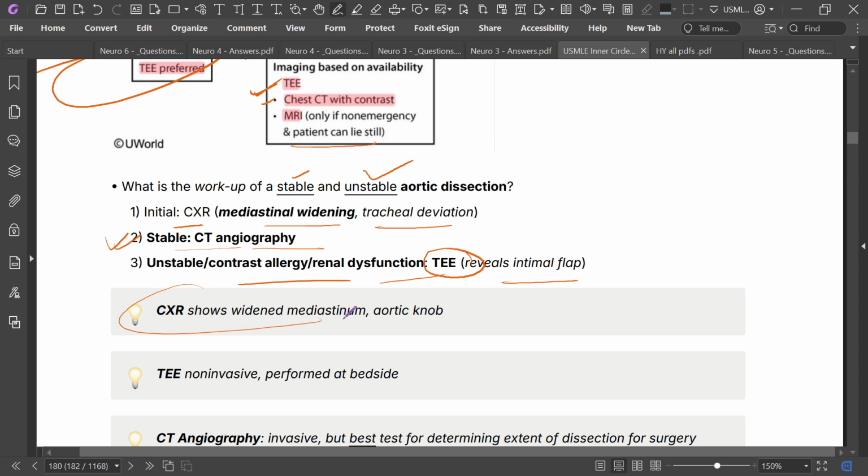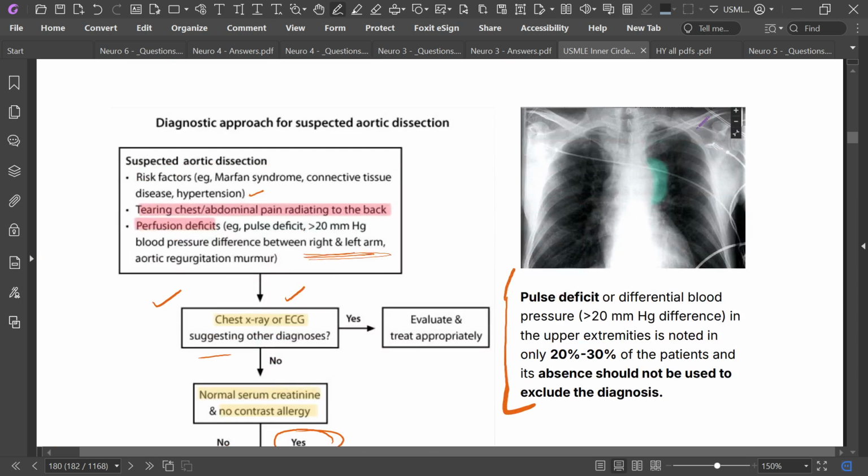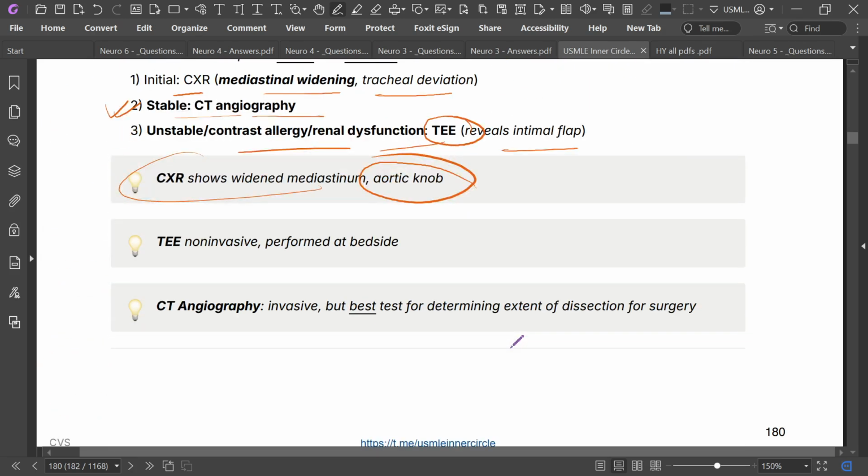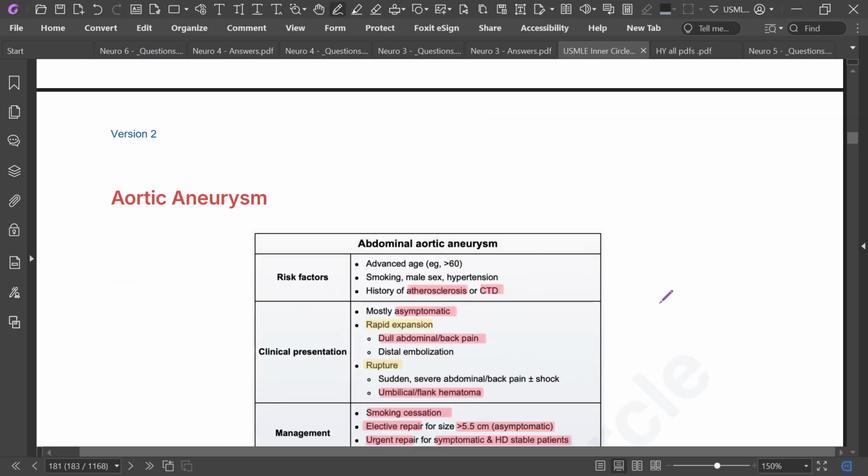In chest X-ray, you will find widened mediastinum, aortic knob. This is the picture of the aortic knob. CT angiography is the best test for determining the extent of the dissection for surgery.